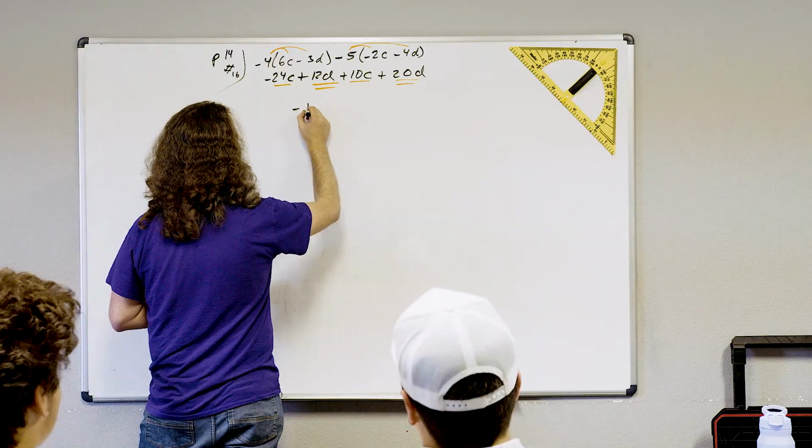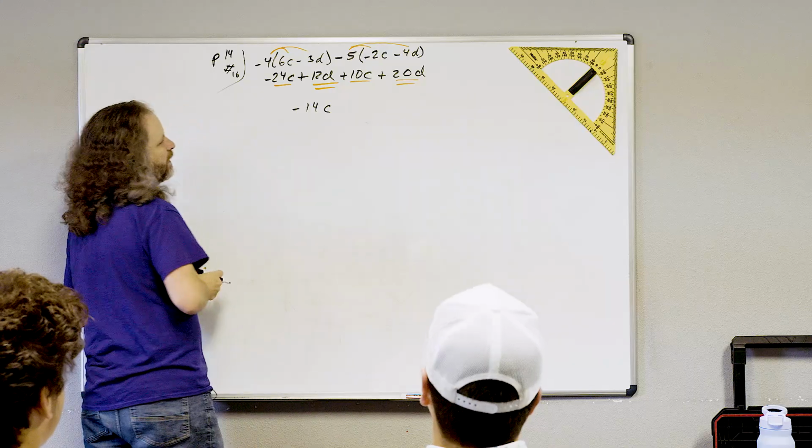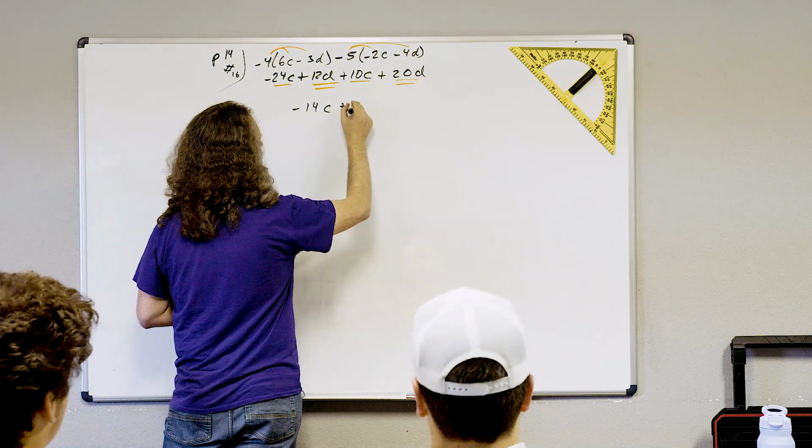Negative 24c plus 10c is what? Negative 14c. And then 12d plus 20d is? 32d.